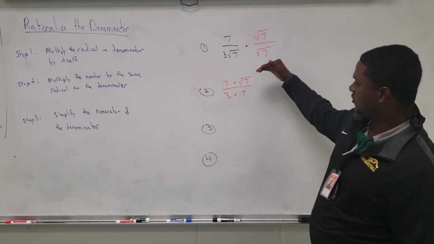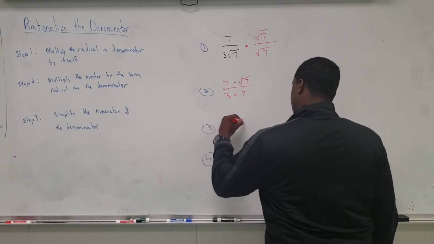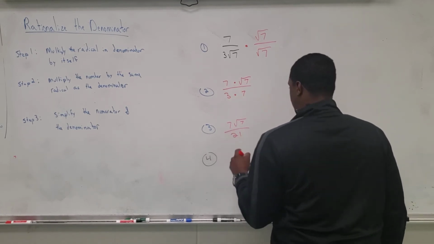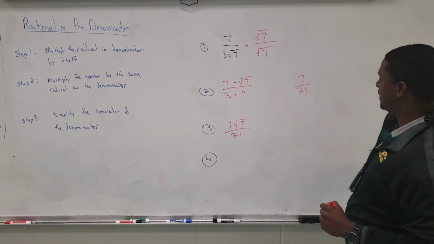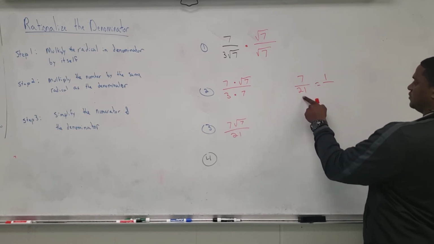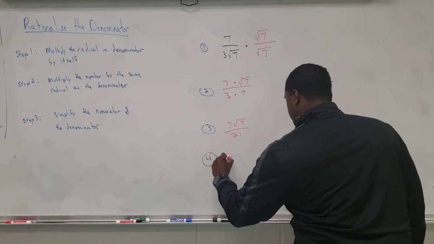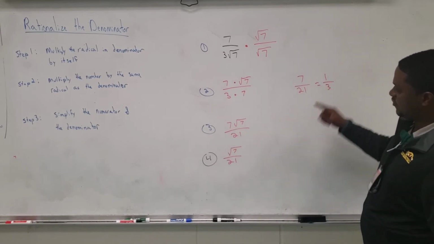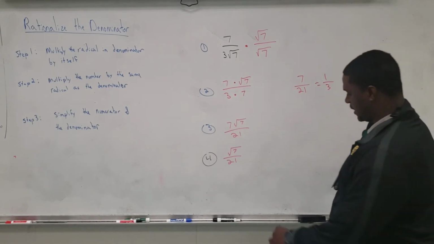Now I have to simplify the numerator and the denominator. 7 times square root of 7 is 7 square root of 7. 3 times 7 is 21. Now I have a fraction of my coefficient and my constant: 7 divided by 21. I divide the numerator by 7, that is 1. I divide 21 by 7, that is 3. So I have square root of 7 left in my numerator, and I have 3 in the denominator. Why did I write the 1? You don't have to write the 1. That's understood to be 1. So that's my answer.